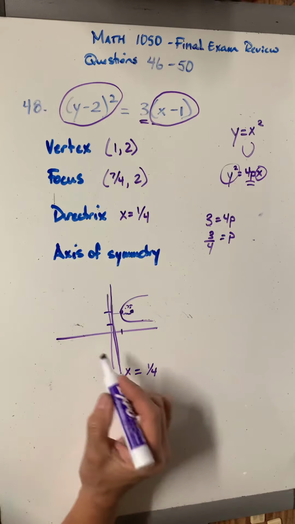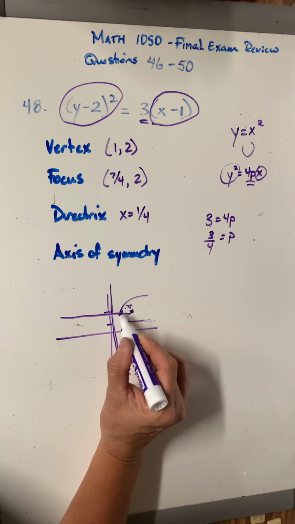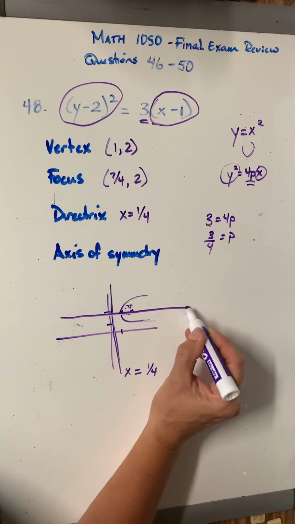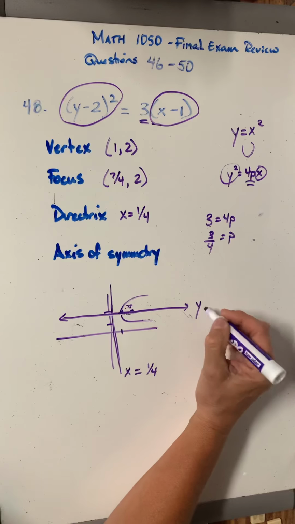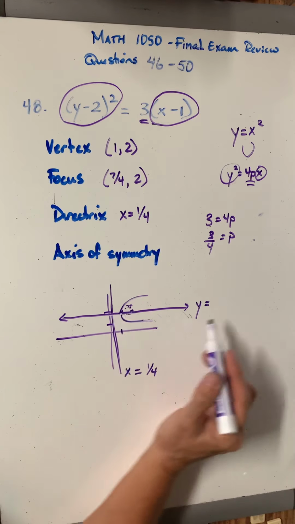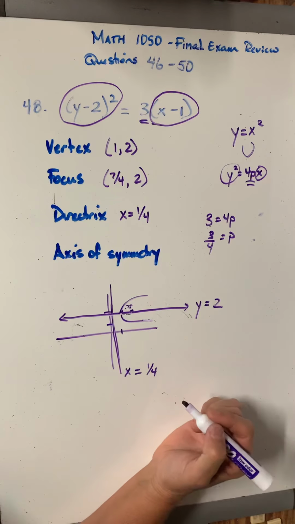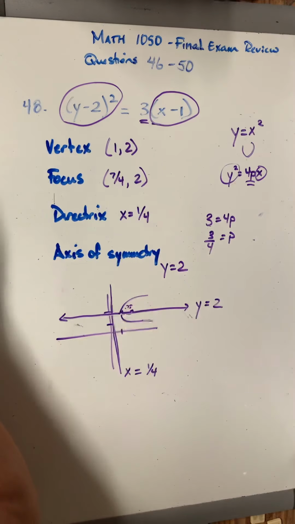And then finally, the axis of symmetry is what would intersect the vertex and the focus. So in this case, it's a horizontal line, which are always y equals a number. What is that number? Well, we know that these two are sitting at 2 on the y-axis. So the axis of symmetry is y equals 2.